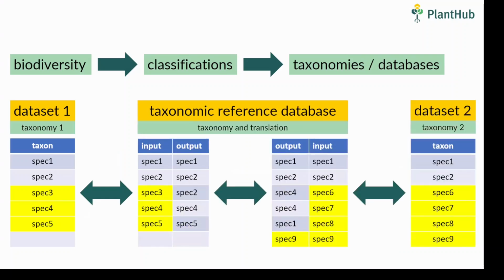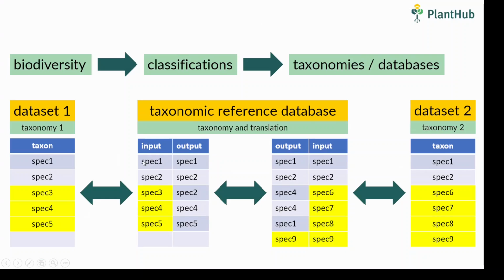And to sort this out, we use taxonomic reference databases. So these reference databases are basically tables that store the names that have been used for different species. And they not only store the names, but they also tell you name A is a synonym of name B.